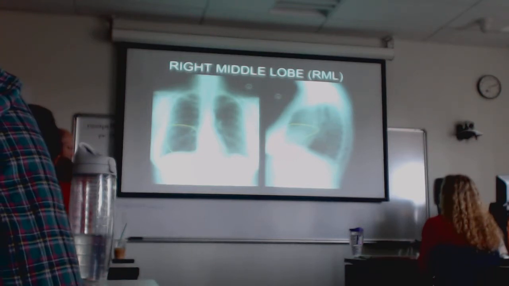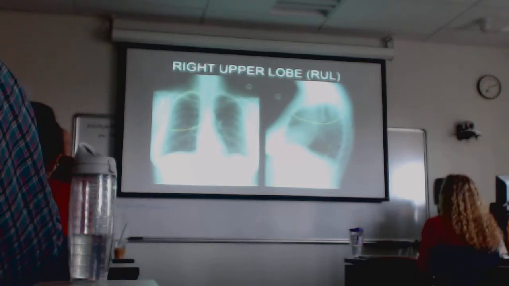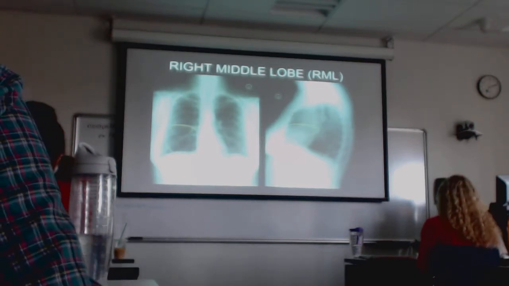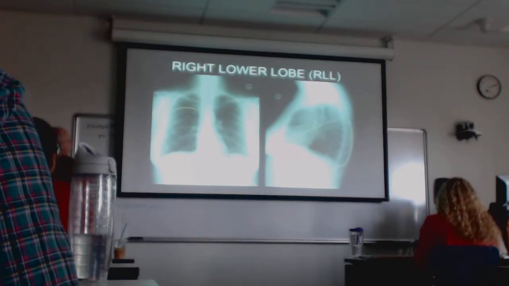So already you've showed me the right upper lobe and the right middle lobe, and it looks like that's just about all the right lung. So what's left? But it's not all the right lung. In fact, the right lower lobe is bigger than both of them. It occupies a lot of the right hemithorax.